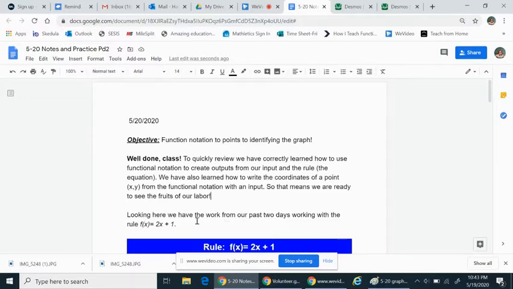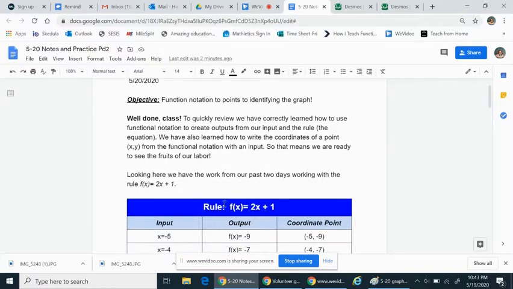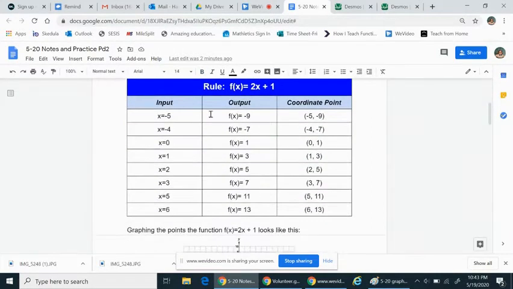f of x equals 2x plus 1. So you guys are really familiar with this equation. This is exactly what we've been doing. And I went through and grabbed all of the inputs that I gave you, the outputs that you generated, as well as the coordinate pairs that you created. So this is everything you did in the past 2 days, and really great job. I'm really proud of your work. So looking here, we have these points.